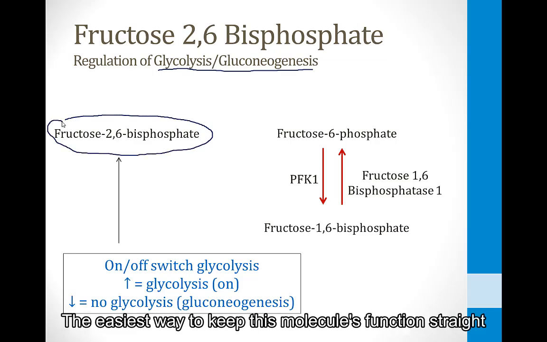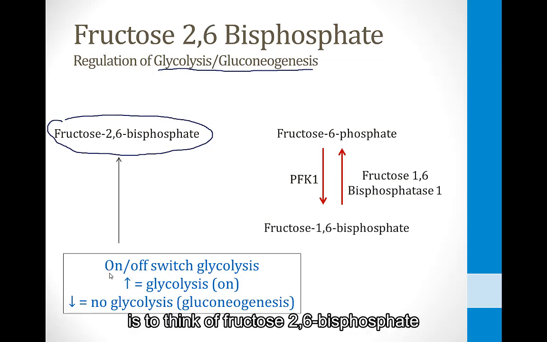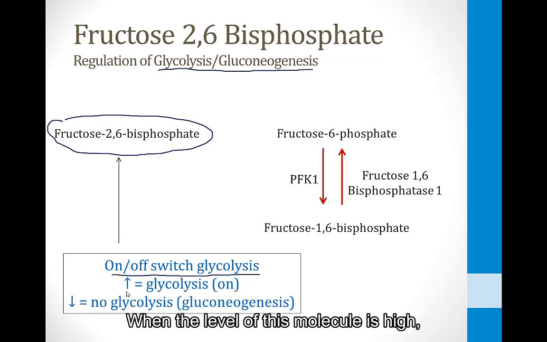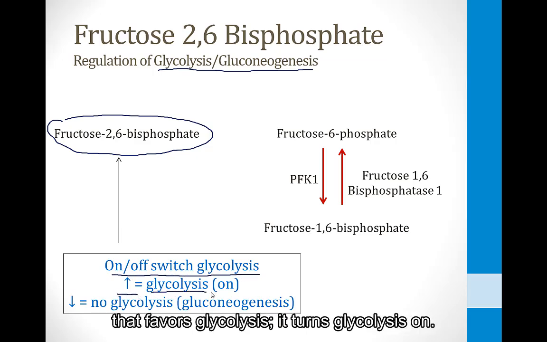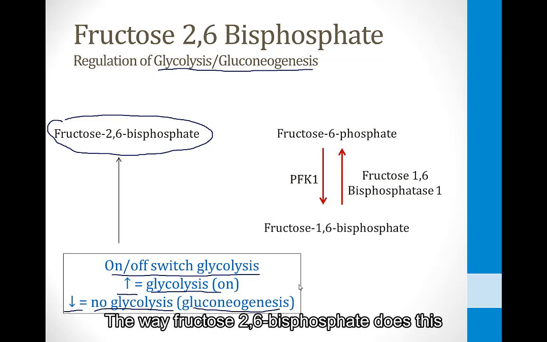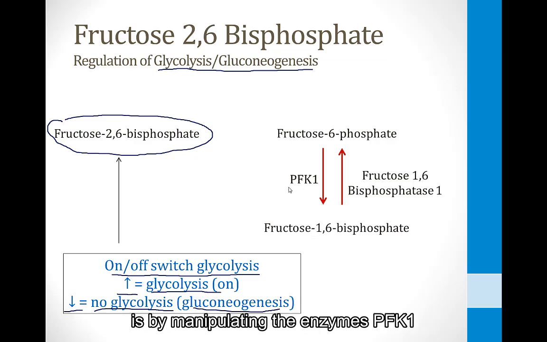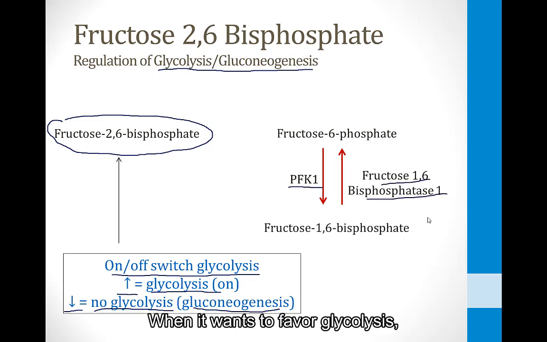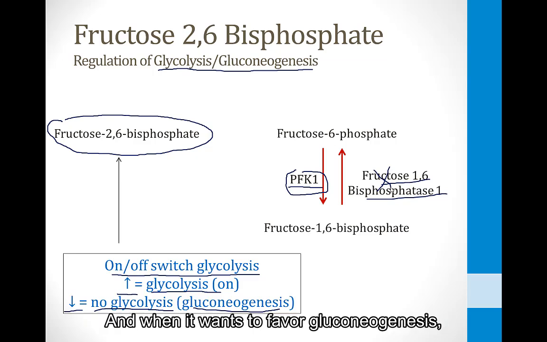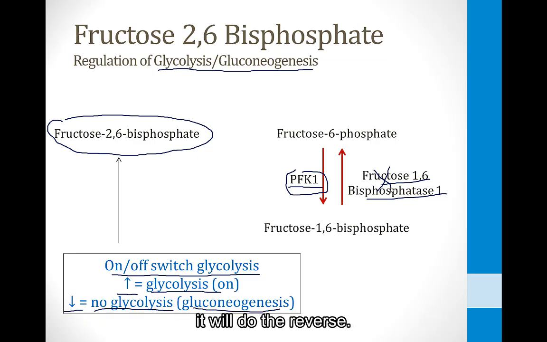The easiest way to keep this molecule's function straight is to think of fructose 2,6-bisphosphate as an on-off switch for glycolysis. When the level of this molecule is high, that favors glycolysis, it turns glycolysis on. And when the level of this molecule is low, that favors gluconeogenesis, it turns glycolysis off. The way fructose 2,6-bisphosphate does this is by manipulating the enzymes PFK1 and fructose 1,6-bisphosphatase 1. When it wants to favor glycolysis, it will activate this enzyme and inactivate this one. And when it wants to favor gluconeogenesis, it will do the reverse.